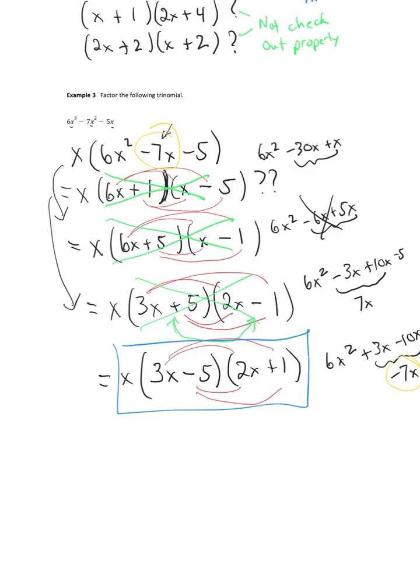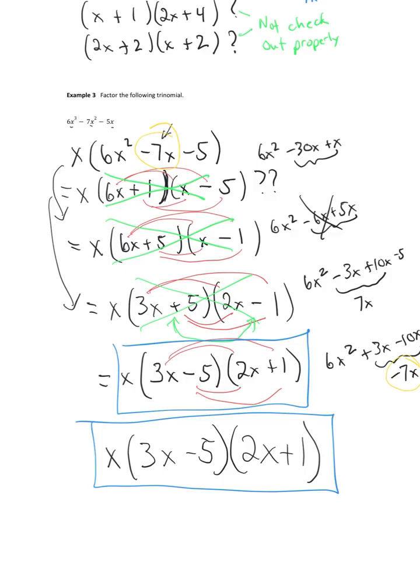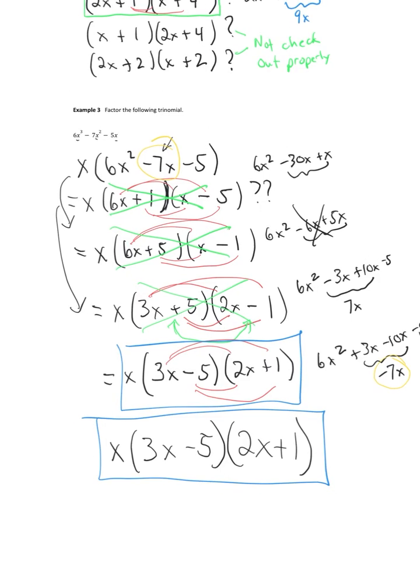Just to write a clear answer, since there's a lot going on here, the final answer would be x times 3x minus 5 times 2x plus 1. There's our final answer, and it's been checked out here in the margins that that's the right combination.